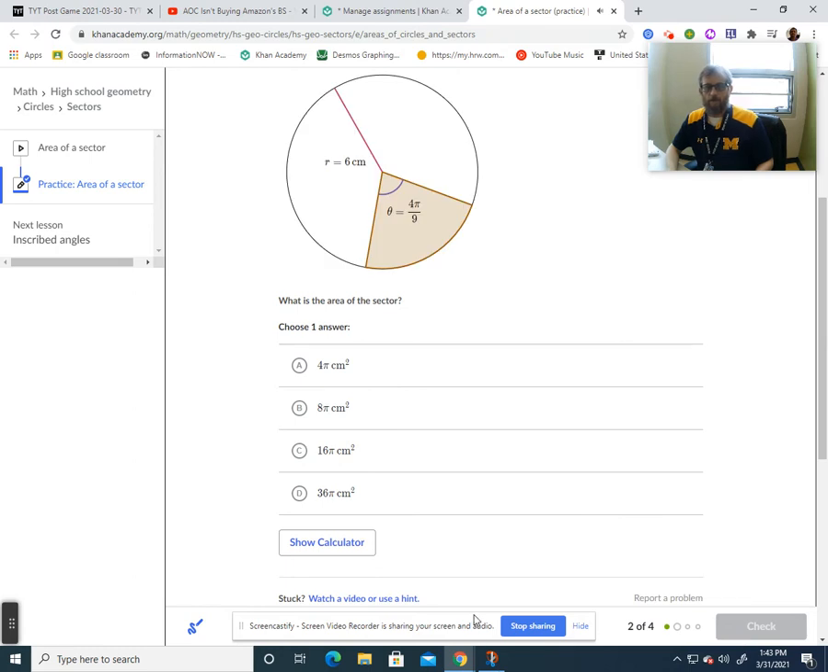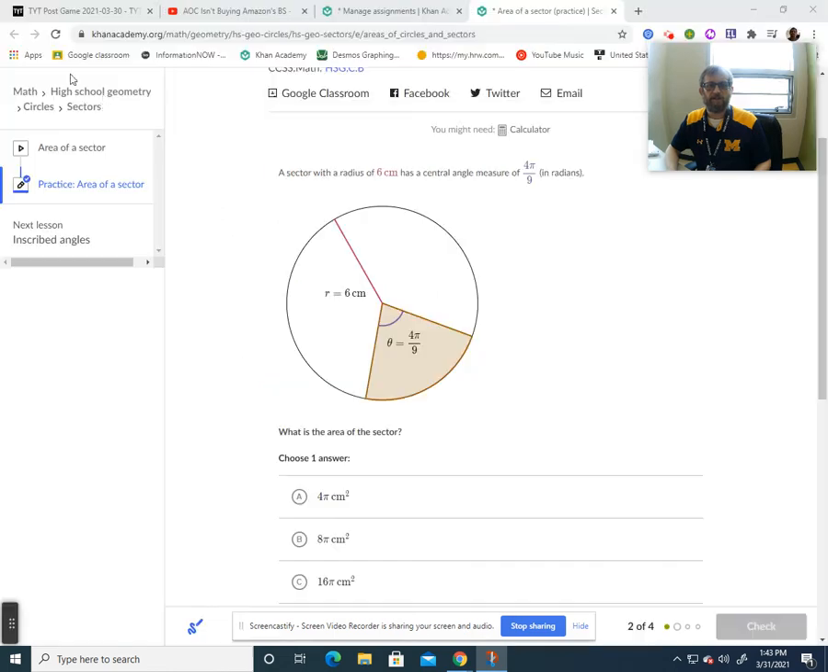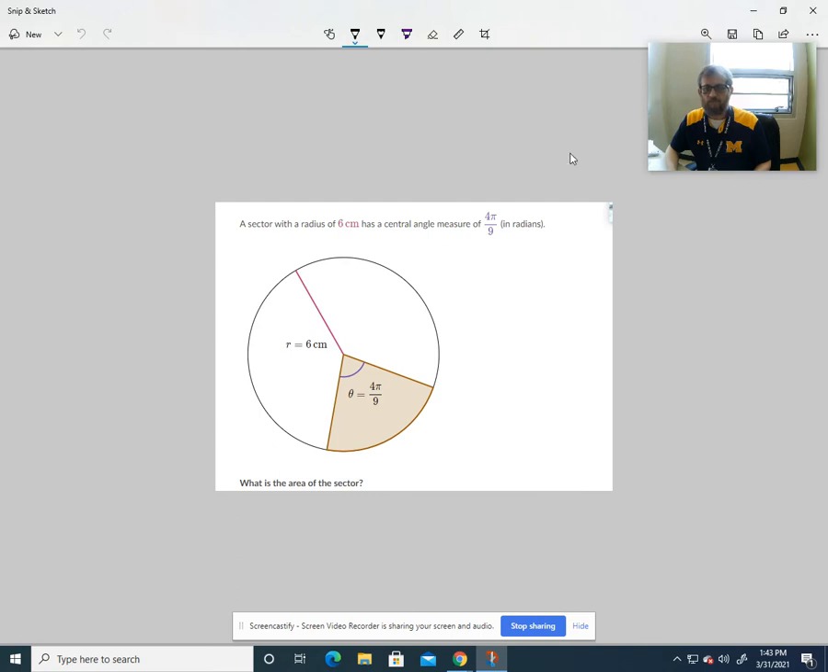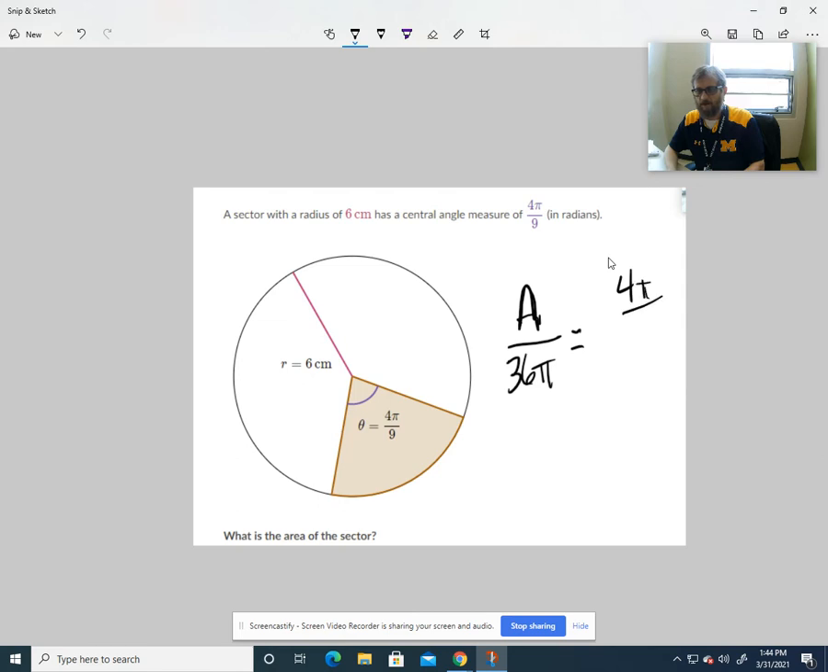All right, next one. Now, this is going to be exactly the same thing, except they're going to switch this from degrees to radians. So everything is the basic same setup. We're looking for the area of the sector. That's what we don't know. The area of the circle is 36 pi, pi r squared again. 6 times 6 is 36. This is 4 pi over 9, and this is 2 pi instead of 360.